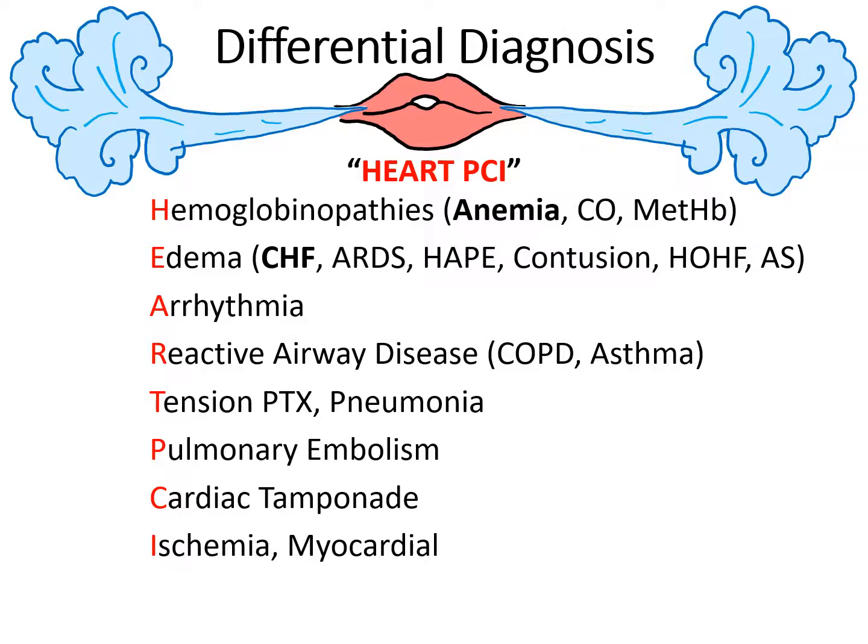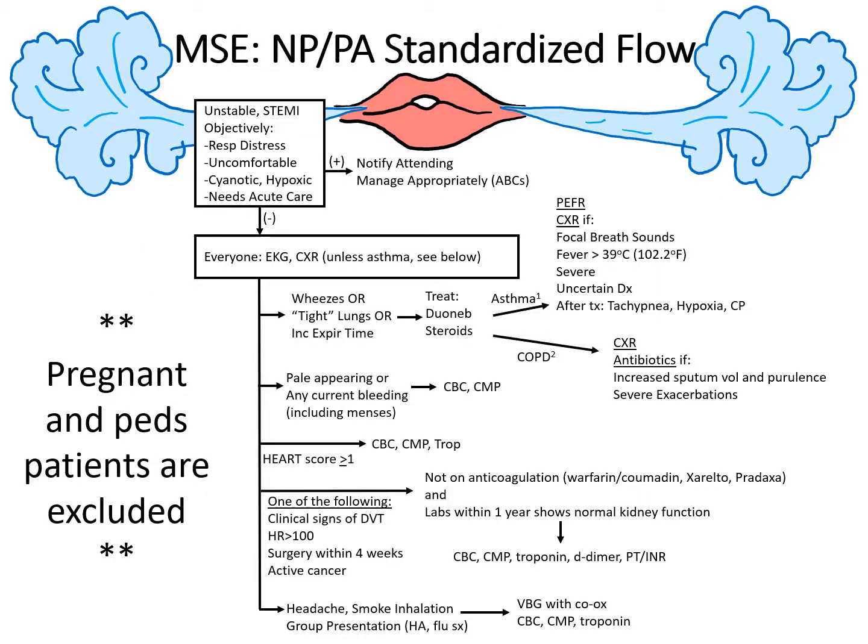Just like in chest pain, I clump tension pneumothorax and pneumonia together, as they are typically worked up the same way with a chest x-ray. Pulmonary embolism, cardiac tamponade, and myocardial ischemia are also in the differential. As a disclaimer, these algorithms typically exclude pediatric and pregnant patients.